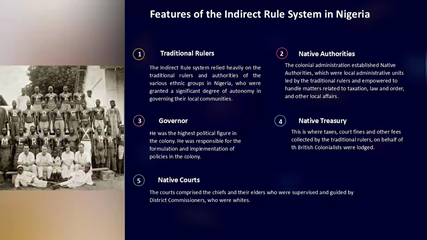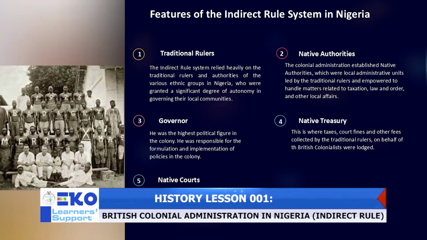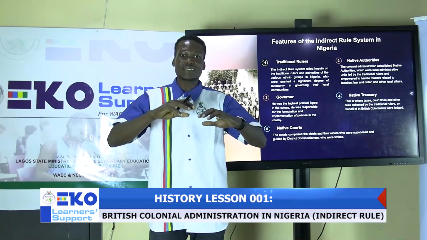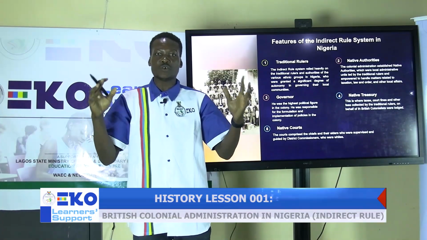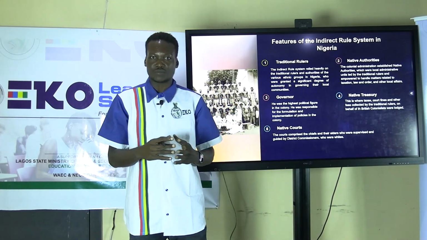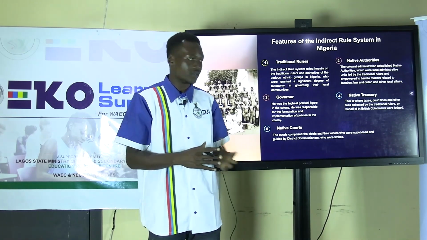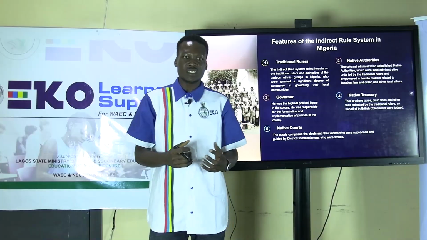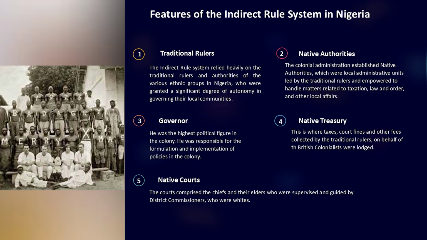Also, the Governor General is a significant feature. As at the time when the indirect rule system was introduced, Lord Frederick Lugard was the Governor General. So the Governor General is the highest political figure, who makes the final decision in the indirect rule system. Also, native treasury. The British made a native treasury where taxes and fines were paid into.